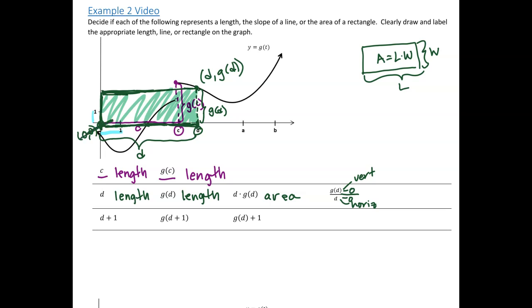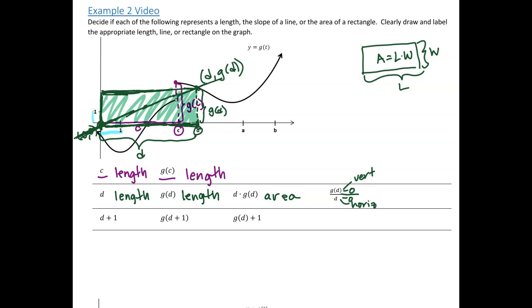Hopefully we'll be able to see that. In this case, it's the secant line through d, g of d, and 0, 0. So I actually think that's trickier than if we had a second point that was more obvious. But that's what I would say. If you see a division, see if you can interpret that as a slope. If you see a multiplication, try to interpret it as an area.